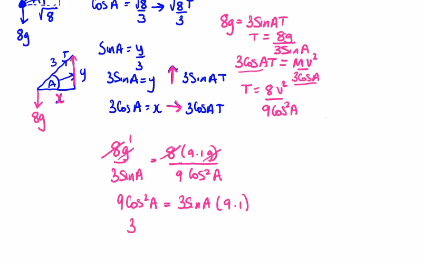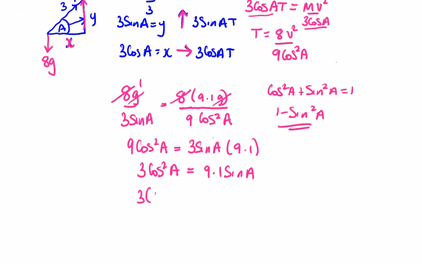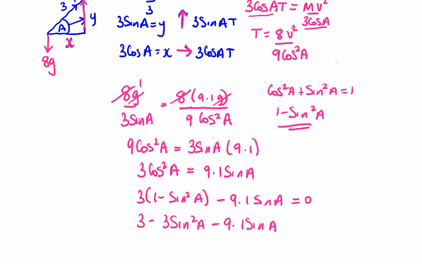So if I divide by 3, I get 3 cos squared A. Maybe I'm going in the wrong direction here. 3 cos squared A is equal to 9.1 sine A. Well, actually, we know cos squared A plus sine squared A is equal to 1. So I can replace cos squared A with 1 minus sine squared to get this quadratic in terms of sine. 3 times 1 minus sine squared A. I'll bring the 9.1 sine A to the left. That will be equal to 0. 3 minus 3 sine squared A minus 9.1 sine A is equal to 0.